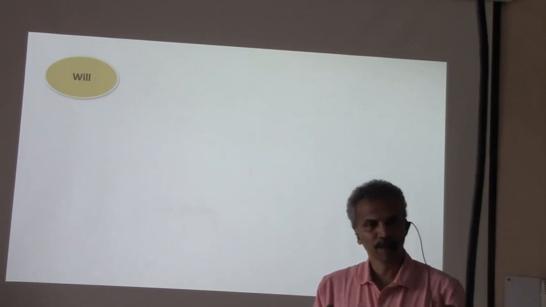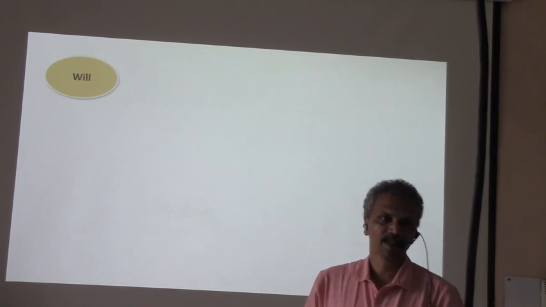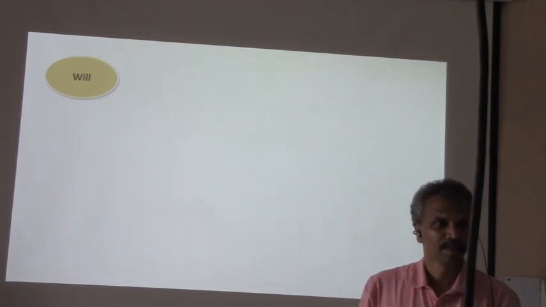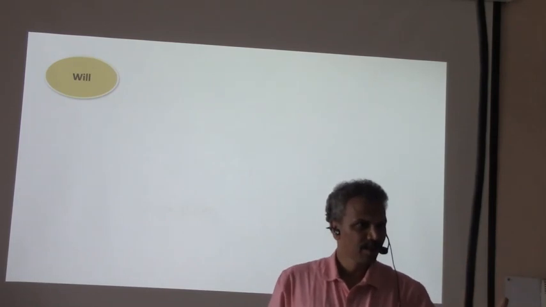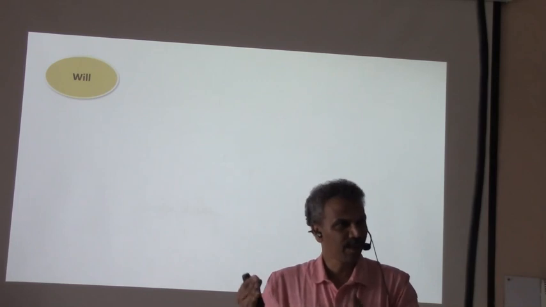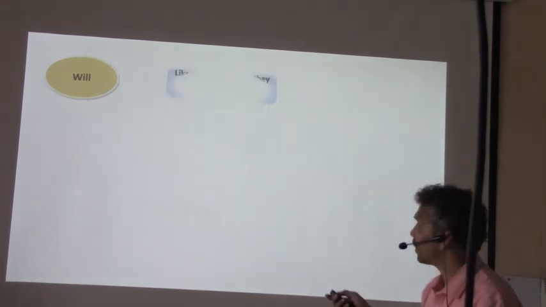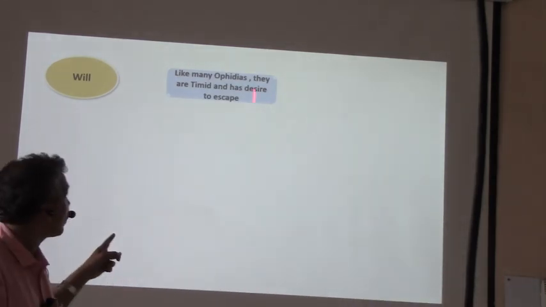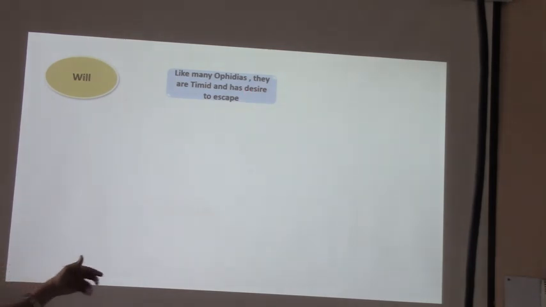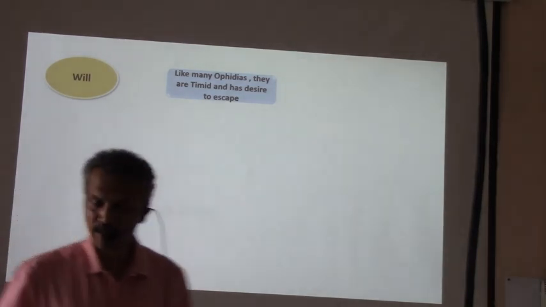Will could be weak, will could be strong. Now, is Crotalus a weak-willed guy or a strong-willed guy? We saw this under the mind of Ophidia. The majority of the Ophidia are weak-willed. They are very timid. The same thing you see in Crotalus, like many Ophidia, they are very timid and they also have a desire to escape. So in will, they are basically weak-willed constitutions.